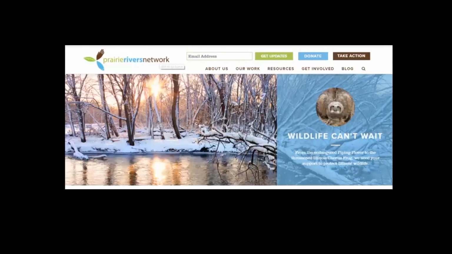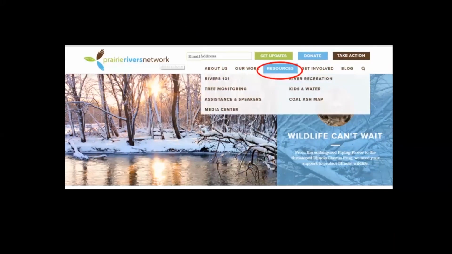And I just want to show you what that looks like. Here's their homepage on Prairie Rivers. If you go to resources and tap on that, you'll get a drop-down menu. And if you go to tree monitoring, you will be taken to a page that provides all three documents and some other information as well.